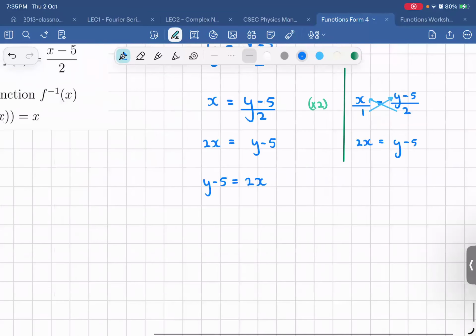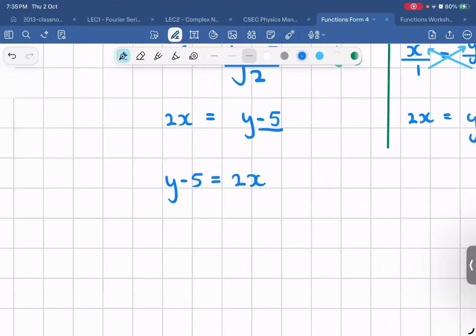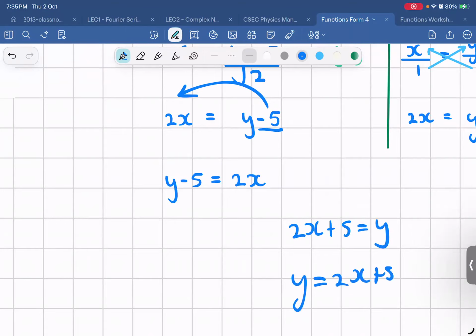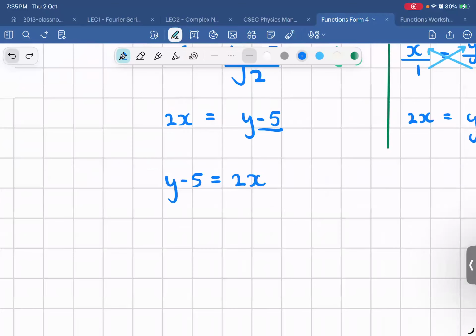Or if you wanted, you could take the minus 5 and move it across. You would end up with 2x plus 5 is equal to y. So your final answer would be y is equal to 2x plus 5. That's fine. But the point is, if you leave it on your right-hand side and you write the final answer, you have to flip it anyway. So it's up to you which way you want to do it.